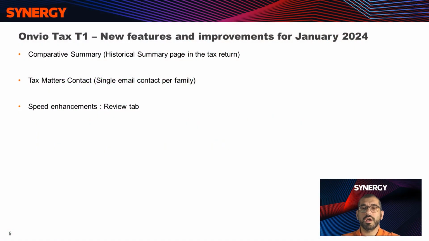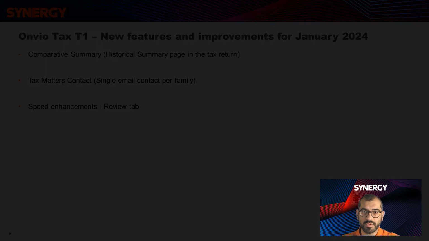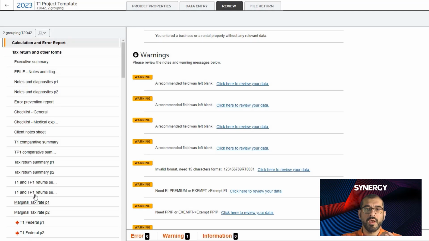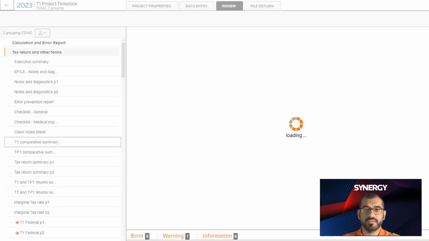So next, we're going to talk about the new features and improvements that we're going to bring to Envio Tax this coming tax season. First is going to be the comparative summary table, which is also called the historical summary page in the tax return, will be populated in the tax return as of the forthcoming tax season. So if you migrate tax data for a client from DTMax to Envio Tax, and there was a historical summary in the tax file in DTMax, that information will also be populated in Envio Tax.